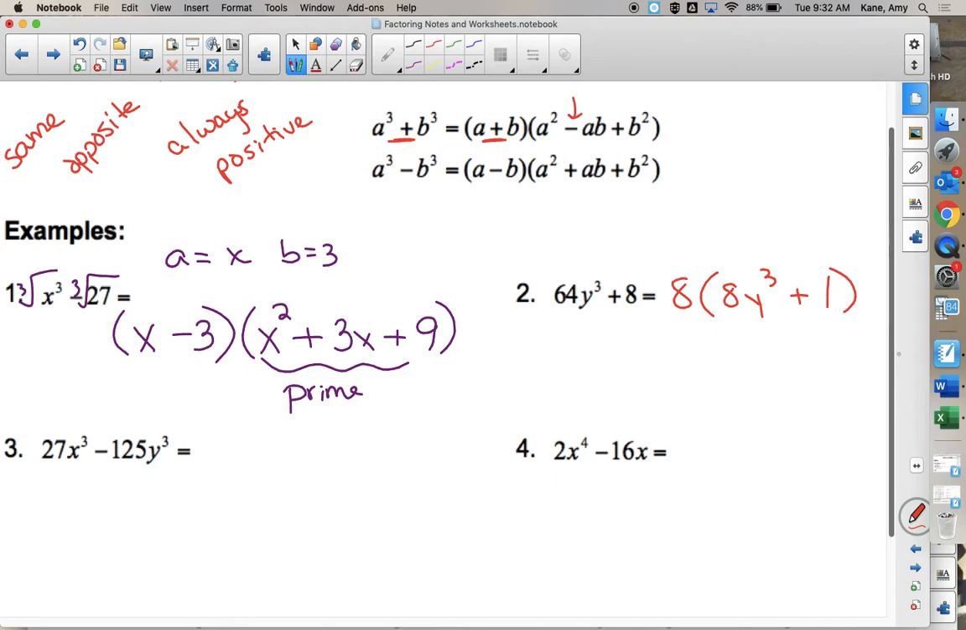So there is a GCF. The second step, are they perfect cubes? Yes. 2 times 2 times 2 makes 8. 1 is a perfect cube because 1 cubed is still 1.